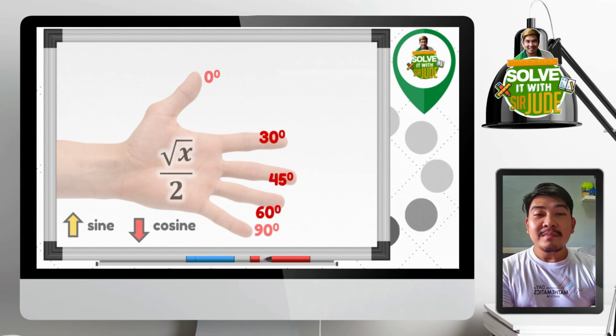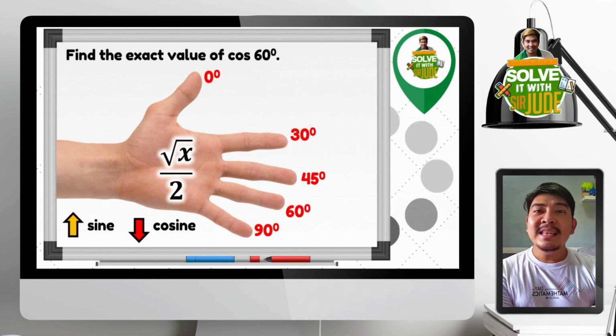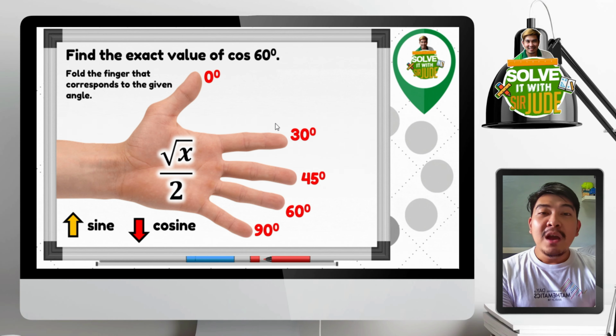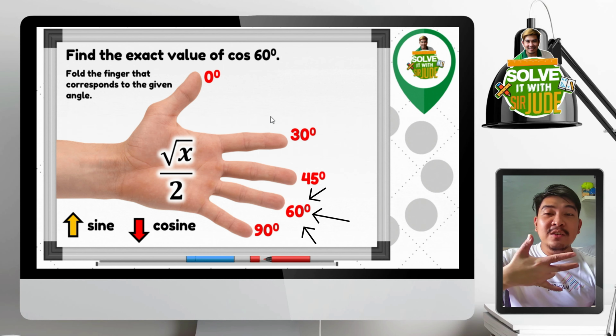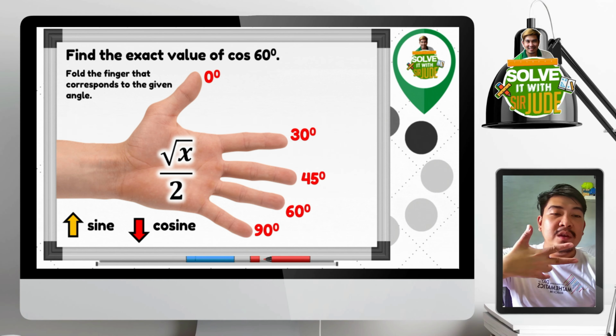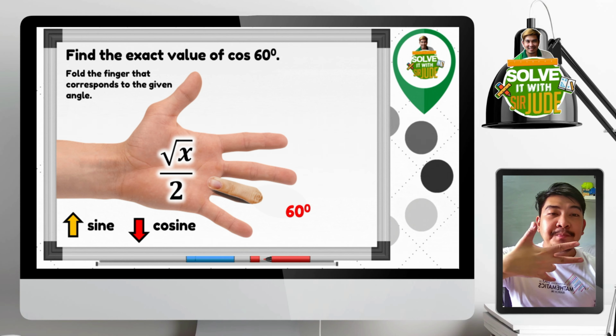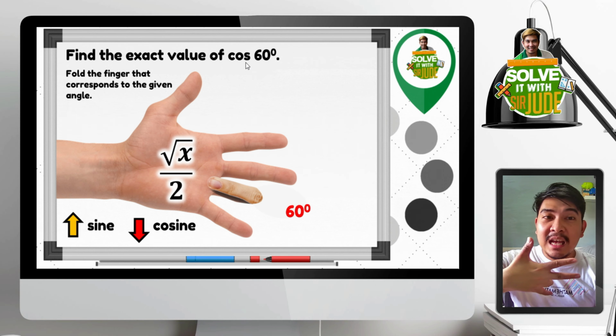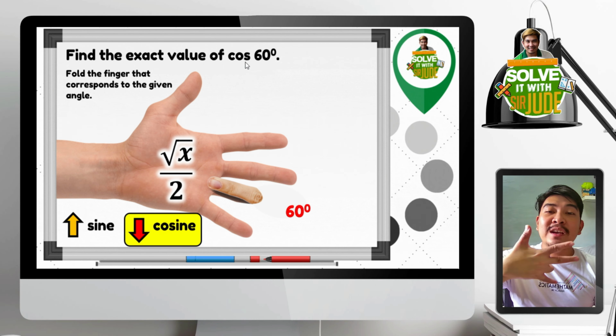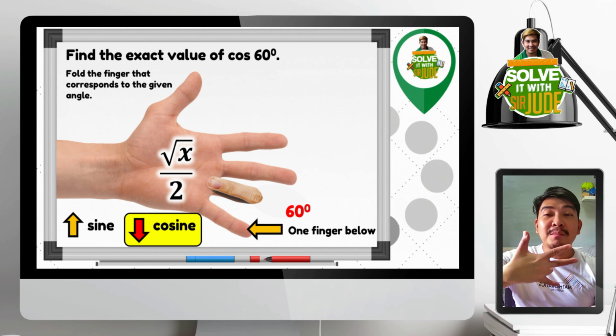So next, let us proceed with finding the exact value of cosine 60 degrees. So this time, we need to fold the 60-degree finger. So this one, 0, 30, 45, 60. So i-fold natin yan. And then we need to take a look at the trigonometric ratio used. So we have cosine. So we need to count the number of fingers below. So ilan lang ba yung finger dyan? So we have one finger below.